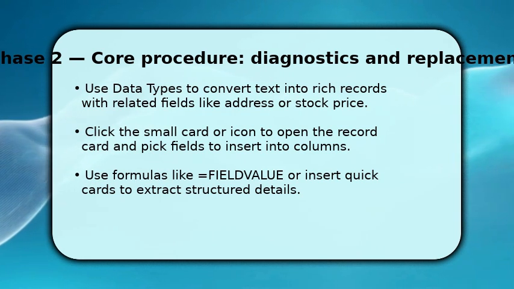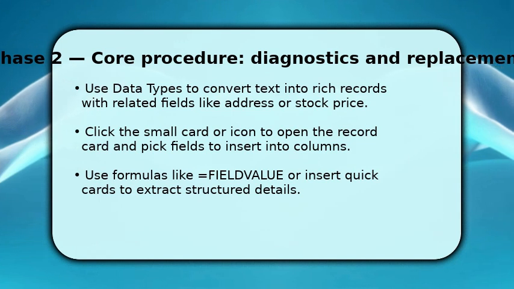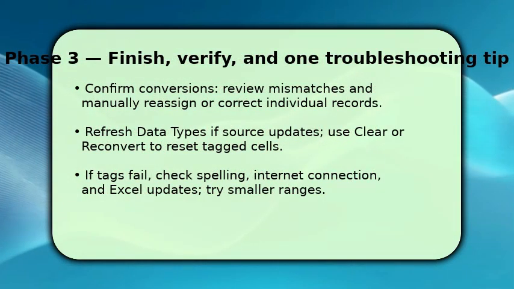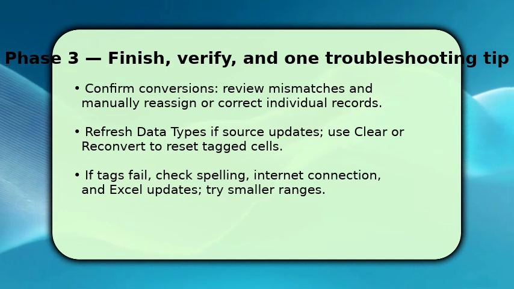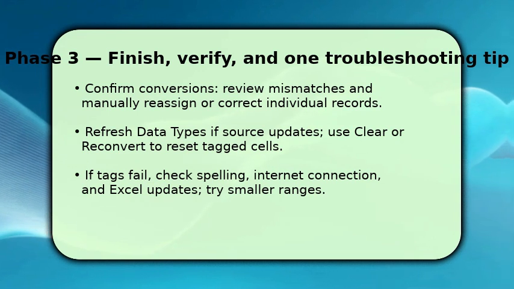This middle phase lets you normalize and enrich many rows at once, so your spreadsheet becomes a structured dataset ready for sorting or analysis. To finish, scan converted cells and verify that each smart tag matched the intended entity. Correct any mismatches by editing text or choosing a different record from the card.